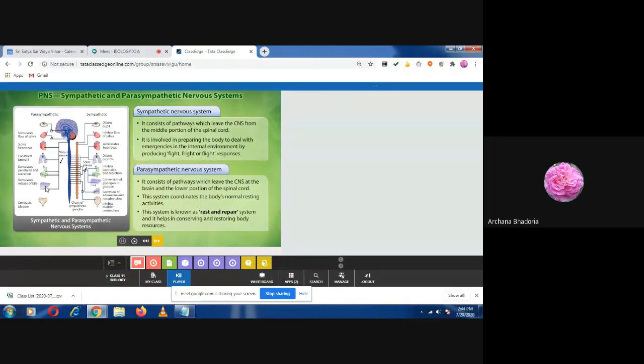So rest and repair system, and it helps in conserving and restoring the body's resources. Now try to see here, this is the parasympathetic. So the nerves arising from the brain are also going to the eye, then to your salivary gland also, the heart also, but the function will be different. So this nerve is arising from the spinal cord. Can you see here? Lower spinal cord.